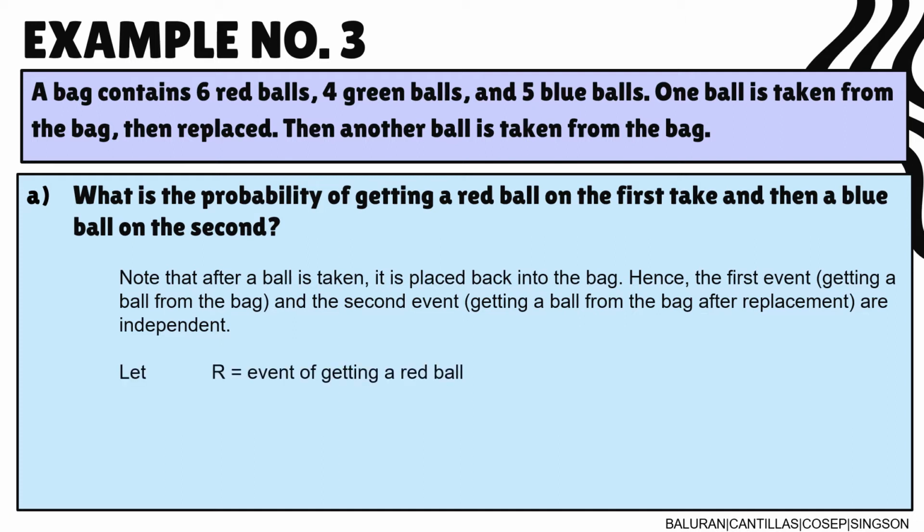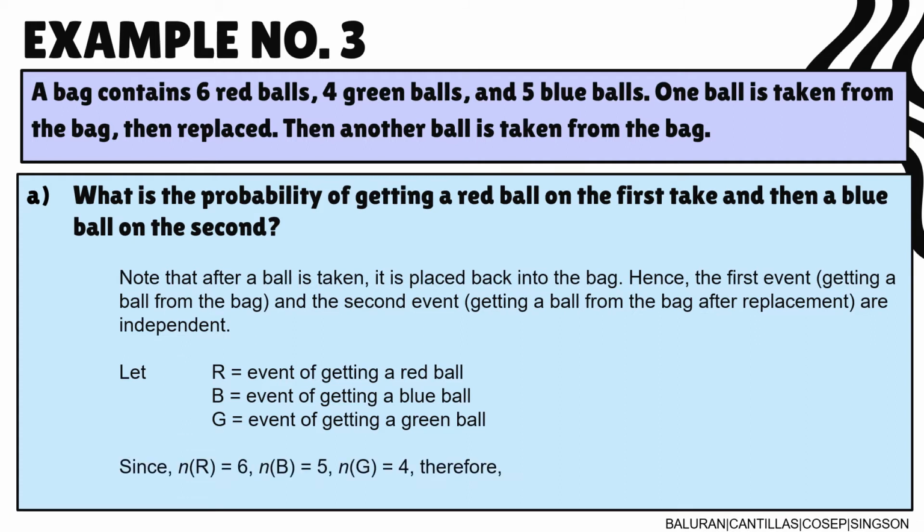So we let R be the event of getting a red ball, B the event of getting a blue ball, and G the event of getting a green ball. Since the cardinality of R is equal to 6, the cardinality of B is equal to 5, and the cardinality of G is equal to 4, to compute the cardinality of all balls here, we simply have to get the sum of the cardinalities of red, blue, and green, which is 6 plus 5 plus 4, and that gives us 15.